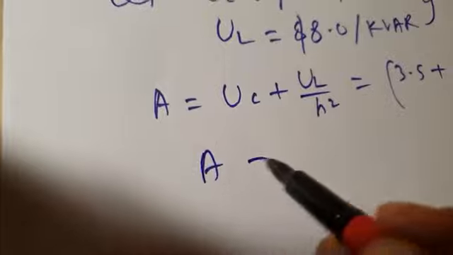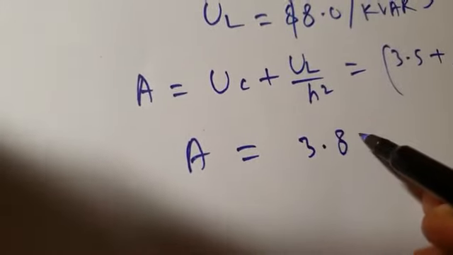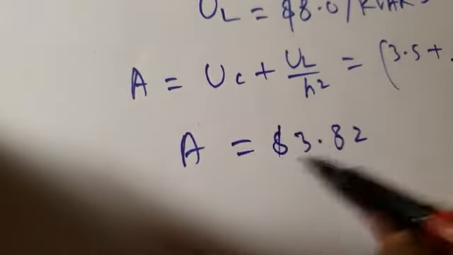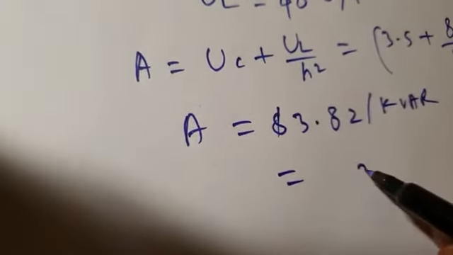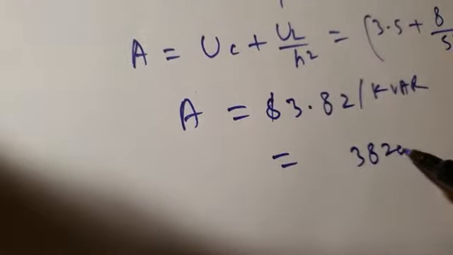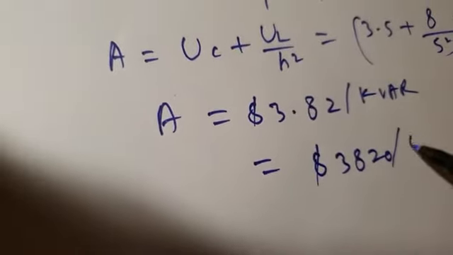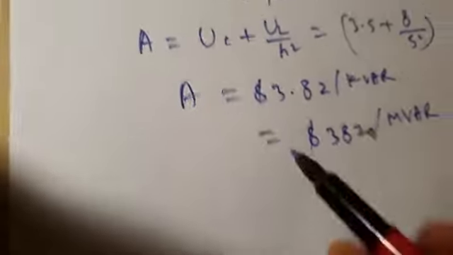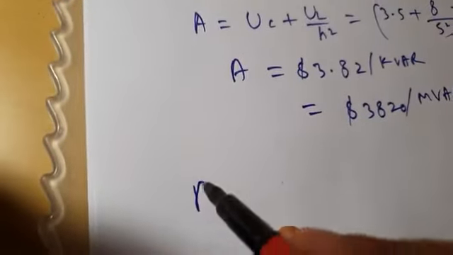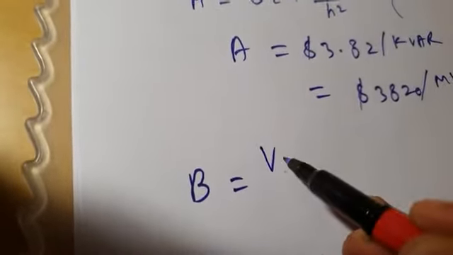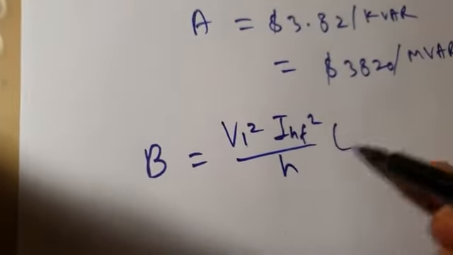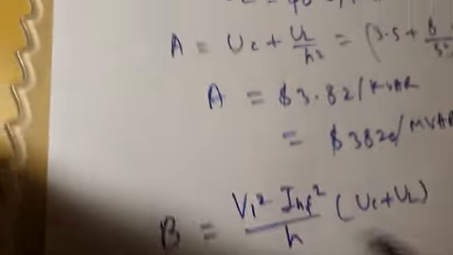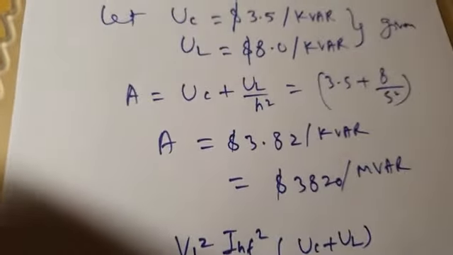So A is equal to $3.82 per kilowatt, and in terms of megawatt it is $3,820 per megawatt. Okay, this is A. What is B? B is given by, if you remember, V1 square IHF square by H into UC plus UL. This A and B we have already derived just a few moments back. I am just substituting the values.